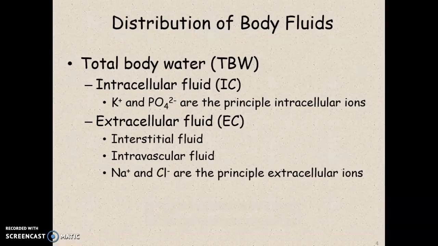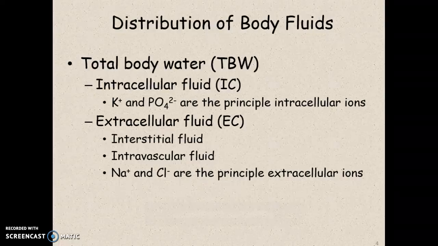So the first thing to look at is the distribution of body fluids. You've got total body water, and that is divided into intracellular fluid and extracellular fluid. Intracellular fluid is the fluid inside of the cell, so it's intracellular. Then you have extracellular fluid. That is interstitial fluid, which is in the tissue, and intravascular fluid, which is inside the vasculature.